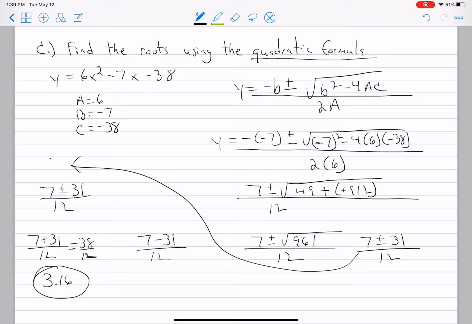So one of my roots is 3.16 repeating, 0. And the other one, let's see, 7 minus 31 is -24. So I end up with -24 over 12, which is -2. So that other root is -2, 0.